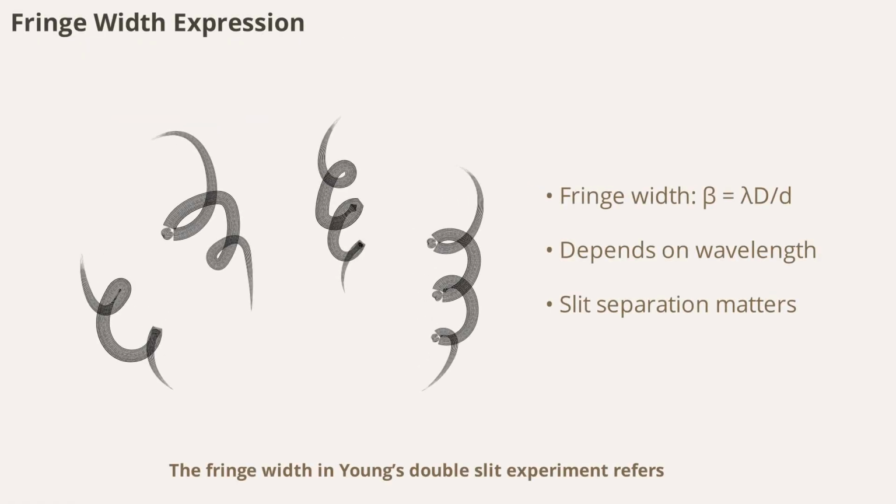Fringe width in Young's double slit experiment refers to the distance between two consecutive bright or dark fringes. It can be derived using the geometry of the setup and the conditions for constructive and destructive interference. The expression for fringe width is given by beta equals lambda D/d, where lambda is the wavelength of light, D is the distance to the screen, and d is the separation between the slits. This formula helps us predict and analyze interference patterns.